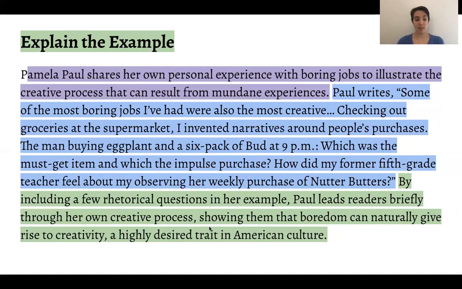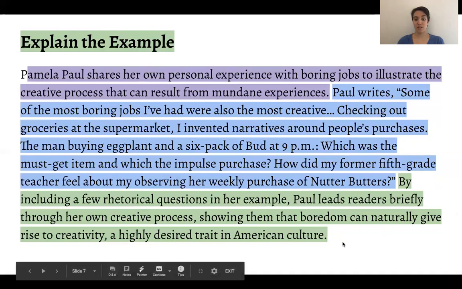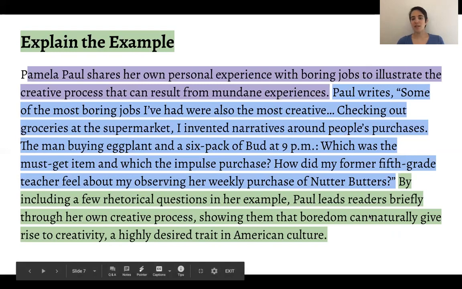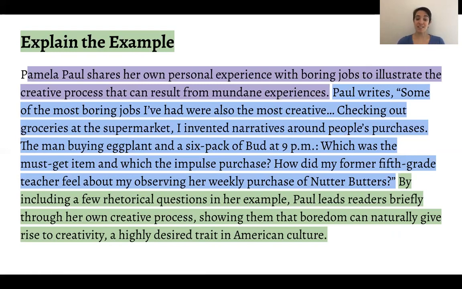So by including a few rhetorical questions in her example, Paul leads readers briefly through her own creative process, showing them that boredom can naturally give rise to creativity, a highly desired trait in American culture. So you can kind of see I'm going a little bit into connecting to the audience here, but that's just because it kind of flowed well. But what I'm really trying to do is explain to my audience, okay, here's what she's really doing in this example.